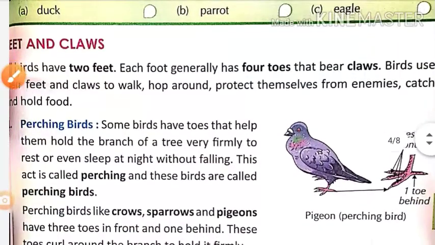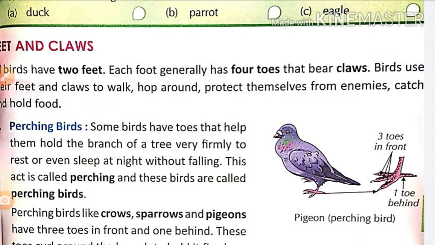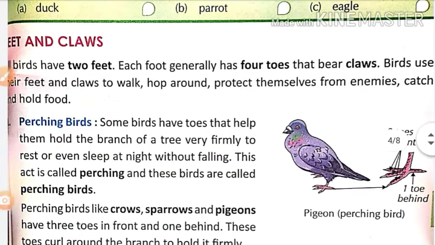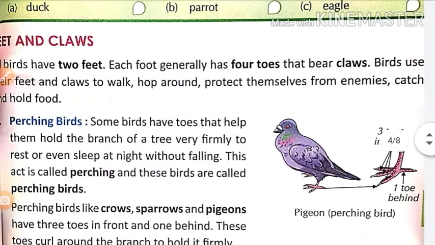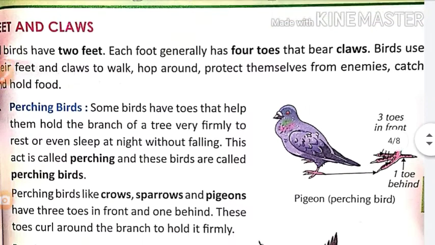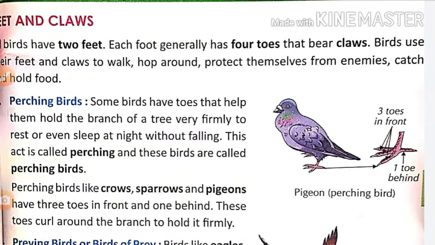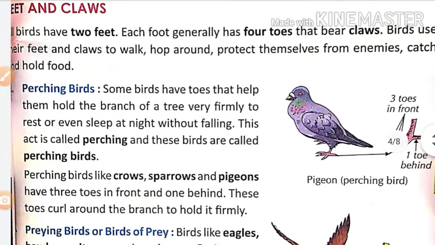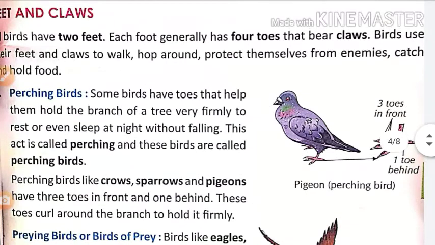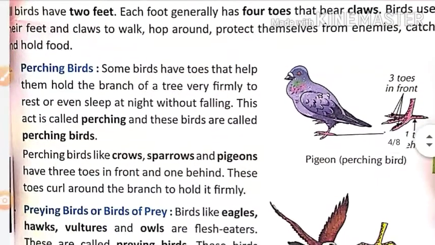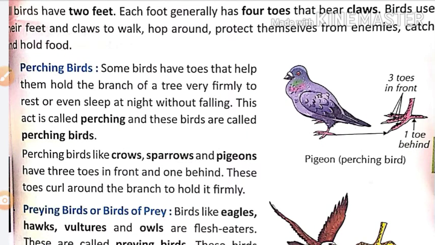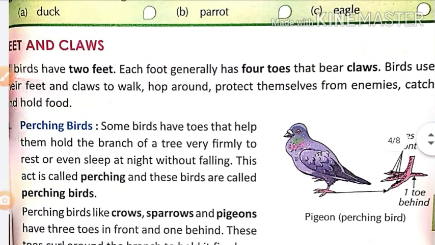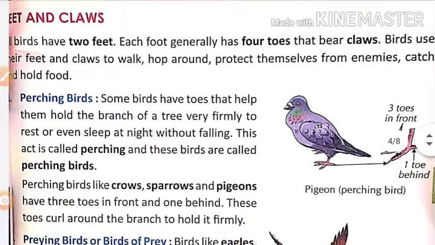Next is feet and claws. All birds have 2 feet. Each foot generally has 4 toes and bears claws. Birds use their feet and claws to walk, hop around, protect themselves from their enemies, catch and hold the food. Now, students, we have to see which are the types of these feet and claws.